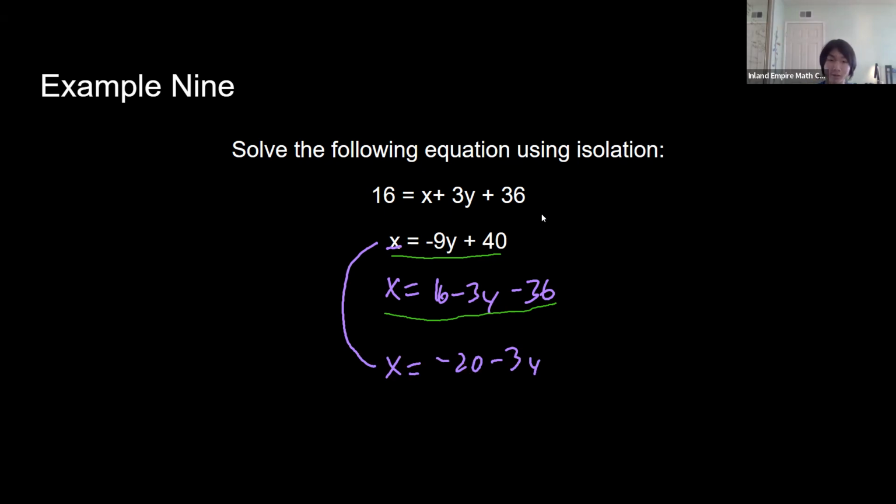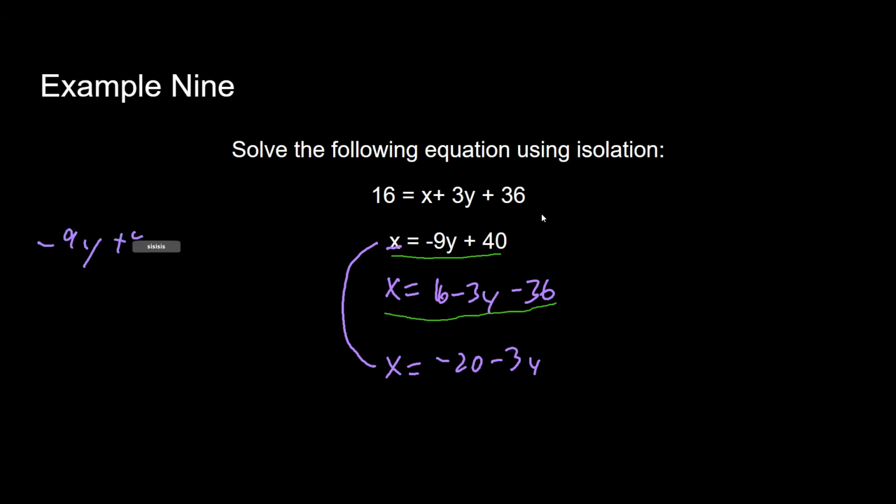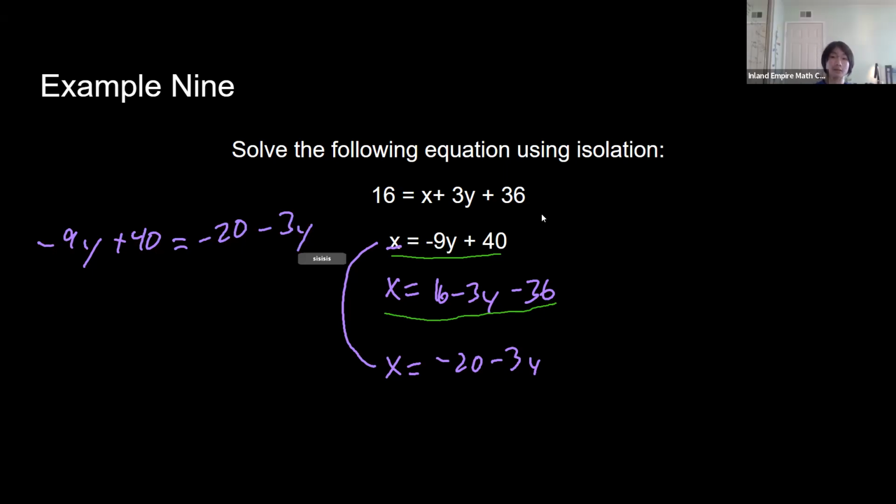So therefore, because they're both equal to x, we can now set them equal to each other, right? So yeah, negative 9y plus 40 is equal to negative 20 minus 3y. And then now we can solve for the single variable equation.